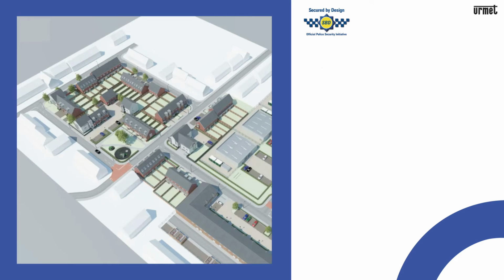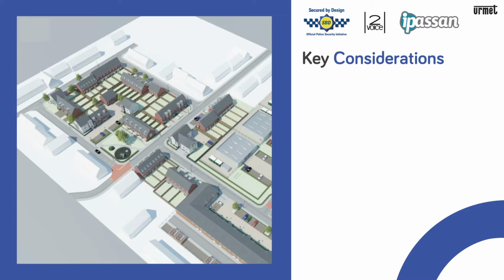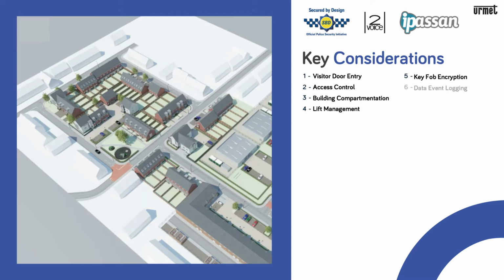In this video, we will be taking you through the Urmet 2-wire door entry and IP online access control integrated systems. This video considers the following Secured by Design guidelines. 1. Visitor door entry. 2. Access control. 3. Building compartmentation. 4. Lift management. 5. Key fob encryption. 6. Data event logging. 7. CCTV integration. 8. Self-resetting emergency exits.